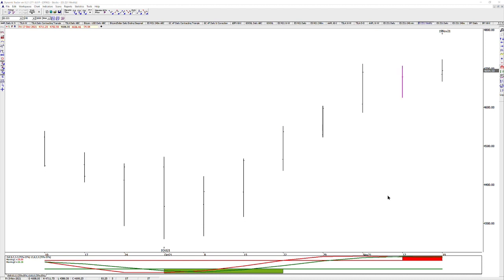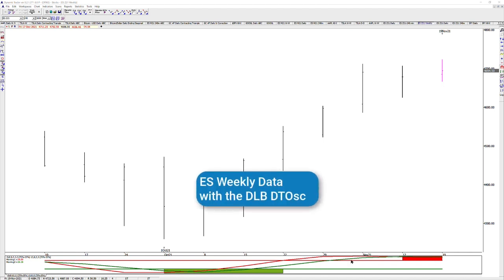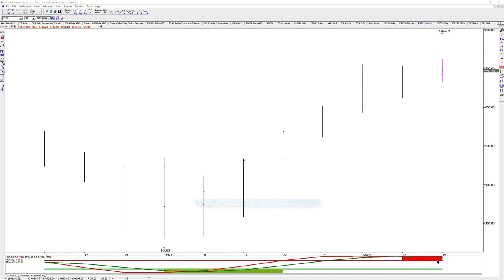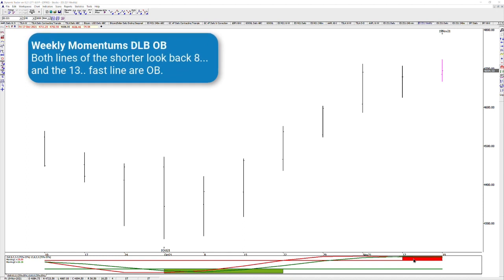The only piece of information from this chart that I want you to be aware of is the weekly momentum. Now, this is not the dual time frame. This is dual look back weekly momentum. So the two lines are the 8 weekly momentum, and that's the basis of what we're looking for. And then, as I described when you learned about dual look back, this red zone is when the 13 fast line was overbought. So we call that dual look back overbought.